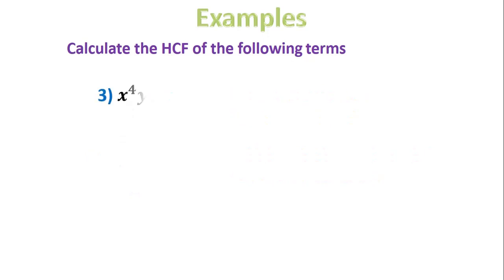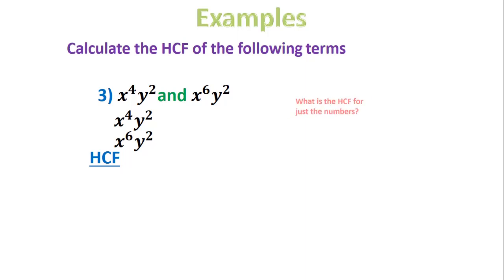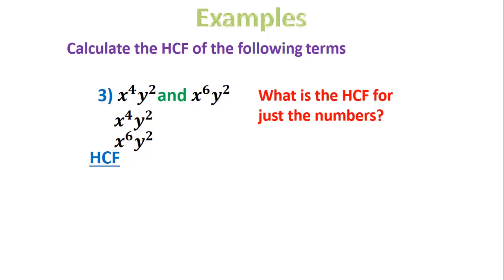Let's look at our third example. x to the power of 4 y squared and x to the power of 6 y squared. Again, our layout is standard, and now we ask our questions. What is the HCF for just the numbers? Are there any coefficients in these 2 terms? No, there aren't, so my numerical HCF is just 1, and we don't have to write it.